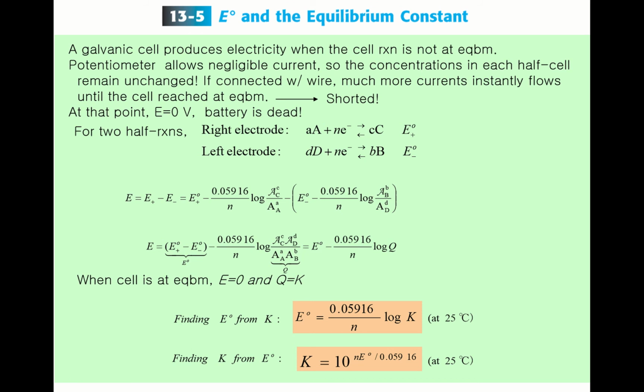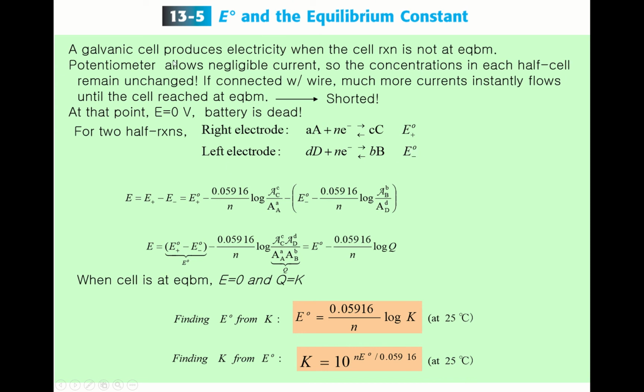Now let's consider the relationship between E0 and the equilibrium constant. One of the beauties of electrochemistry is that we can calculate, not measure, we can calculate the equilibrium constant from standard reduction potential. Let's see how it can be done.